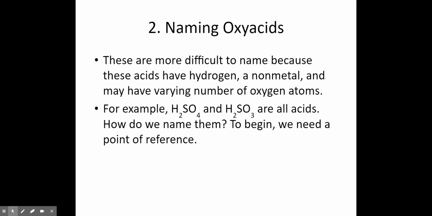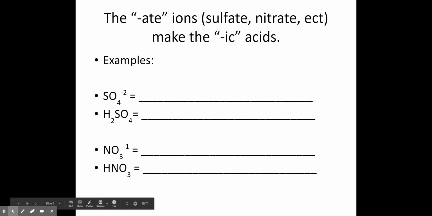To name oxyacids, they're more difficult. So these are more difficult to name because these acids have a hydrogen, a nonmetal, and may have varying numbers of oxygen atoms. For example, H2SO4 and H2SO3 are both acids. How do we name them? To begin, we need a point of reference. Our point of reference is our polyatomic ion sheet. So make sure you have your polyatomic ion sheet out.